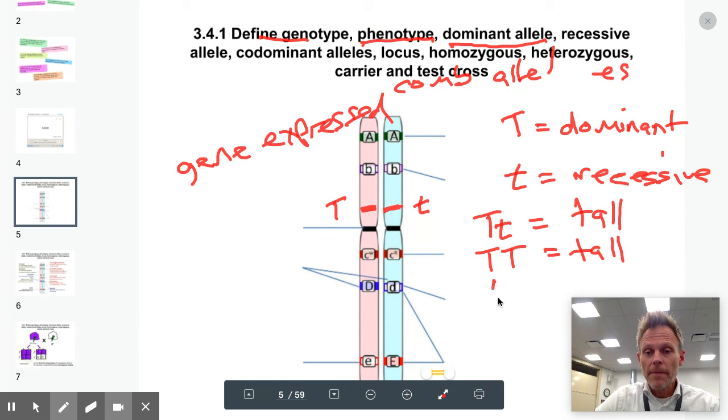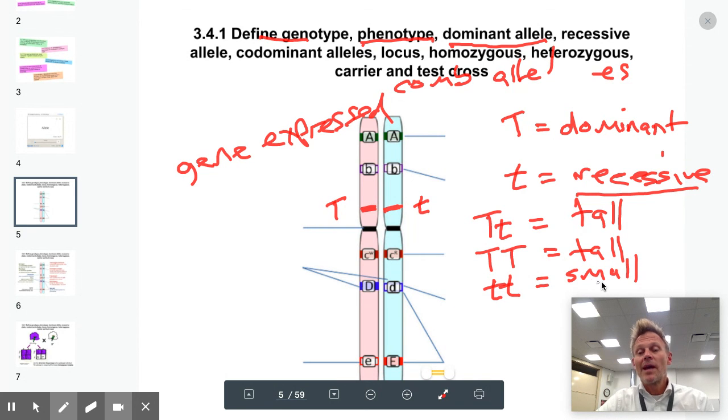The third way this genotype can be written is if you have both small t's or both recessive forms of the gene. And in this case, the phenotype will be expressed as a small plant or not tall. So that is a good way to summarize genotype, phenotype, dominant alleles, and recessive alleles as they relate to how things are inherited.